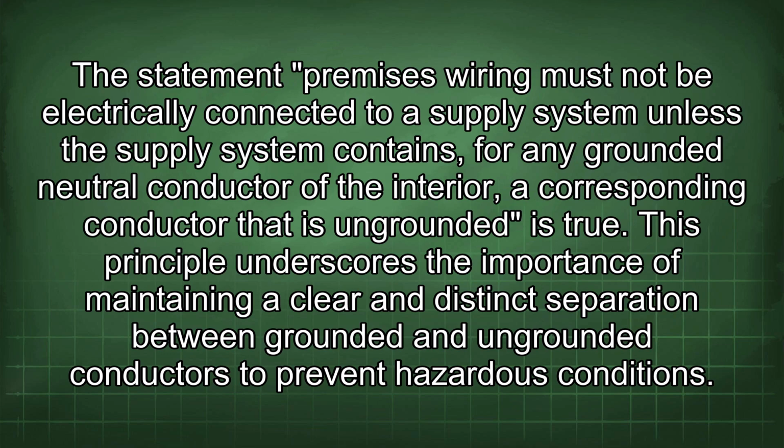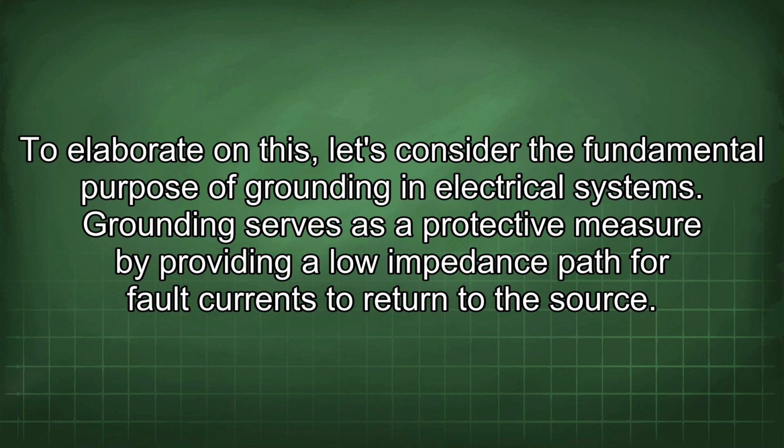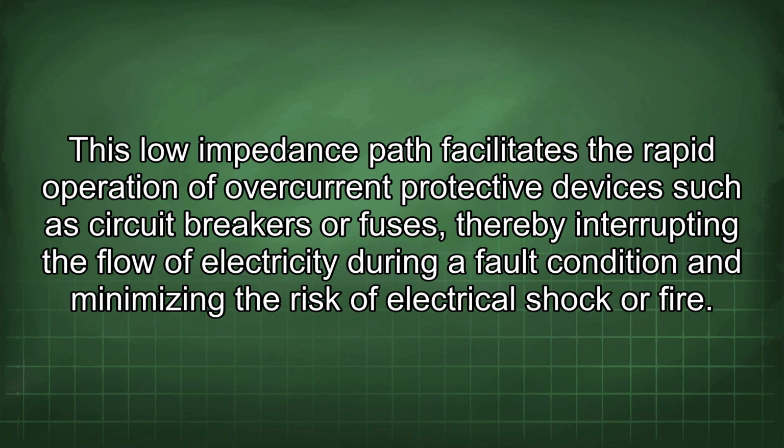This principle underscores the importance of maintaining a clear and distinct separation between grounded and ungrounded conductors to prevent hazardous conditions. To elaborate on this, let's consider the fundamental purpose of grounding in electrical systems. Grounding serves as a protective measure by providing a low impedance path for fault currents to return to the source. This low impedance path facilitates the rapid operation of overcurrent protective devices such as circuit breakers or fuses, thereby interrupting the flow of electricity during a fault condition and minimizing the risk of electrical shock or fire.